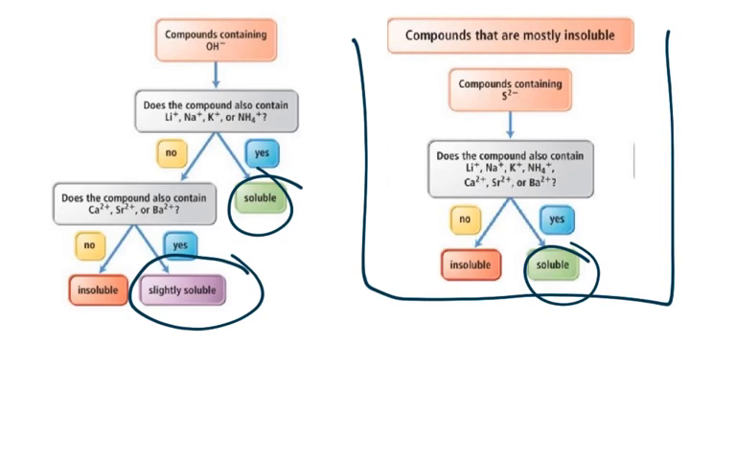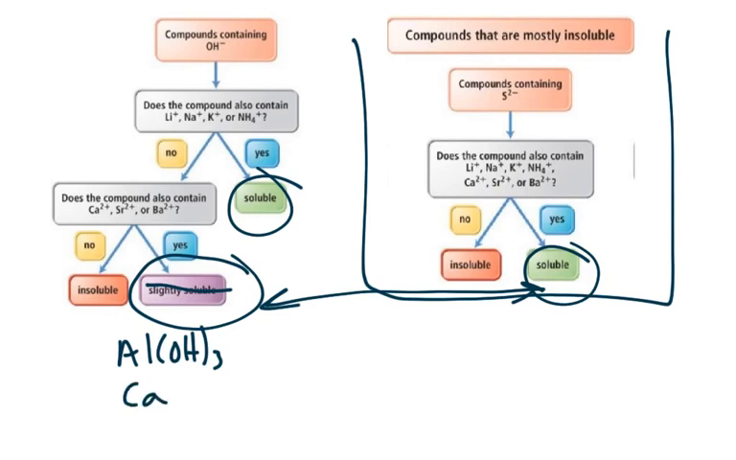And then take a look at this. The other three additional cations that would make this soluble, and again, we're going to use the same rule for both, ignoring the slightly soluble here, is if it has calcium, strontium, or barium. So let's put a couple of examples. Let's put aluminum hydroxide here. Let's put calcium hydroxide. Let's also put sodium hydroxide.